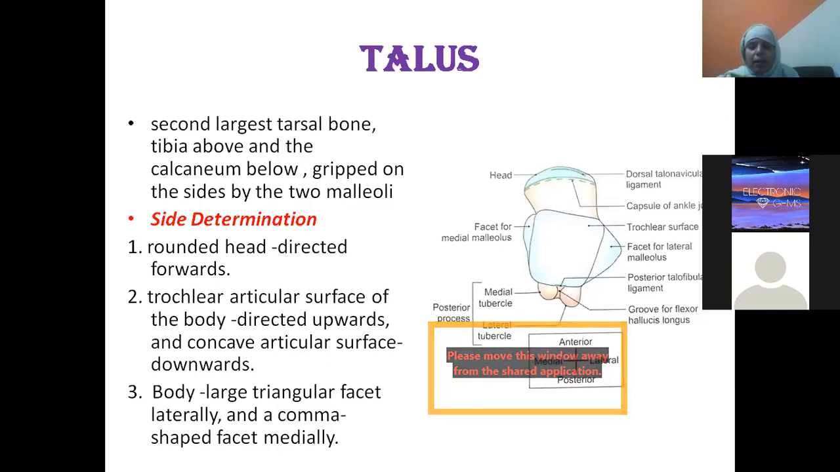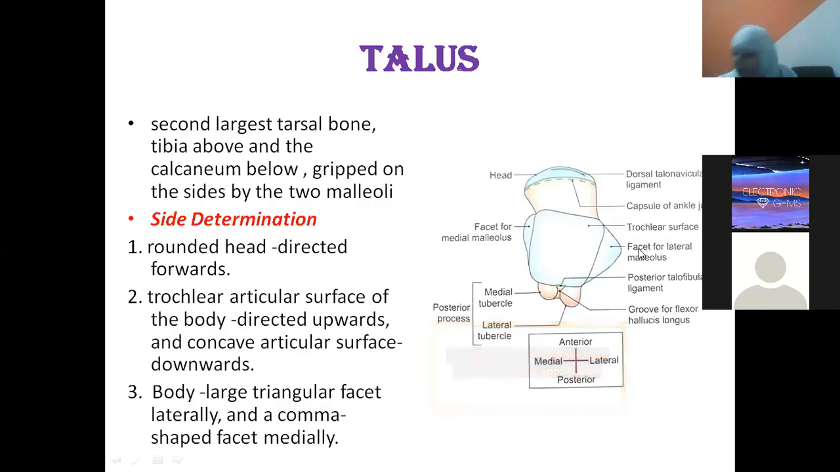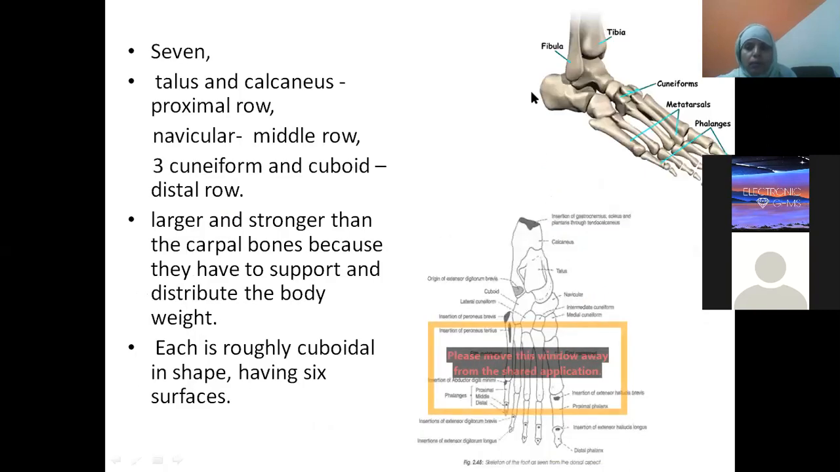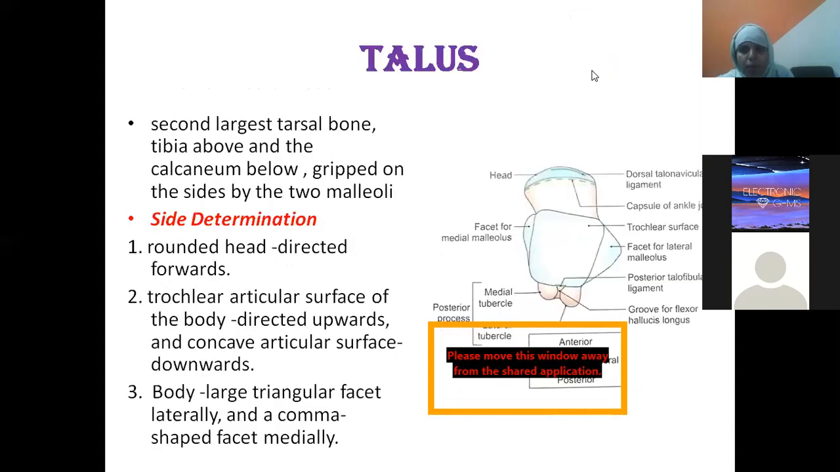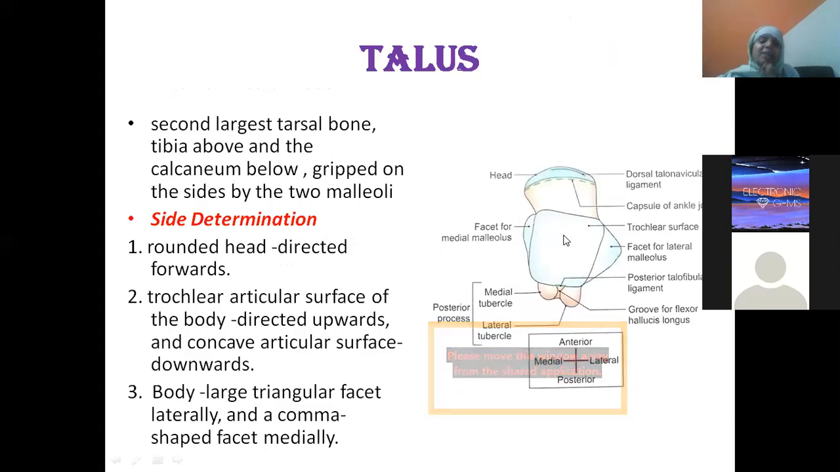How to identify it? The superior surface is bluish, which means it is covered with hyaline cartilage, articular cartilage. With which bone is it articulating? With the tibia. The inferior aspect of the tibia is resting over the superior surface of the talus. This whole surface is the trochlear surface. So this surface is receiving the inferior aspect, the lower end of the tibia.